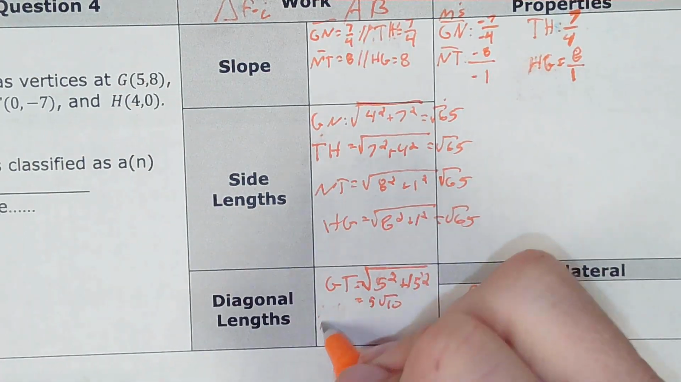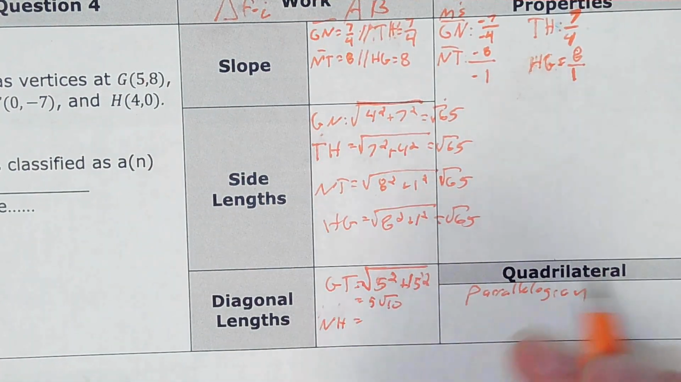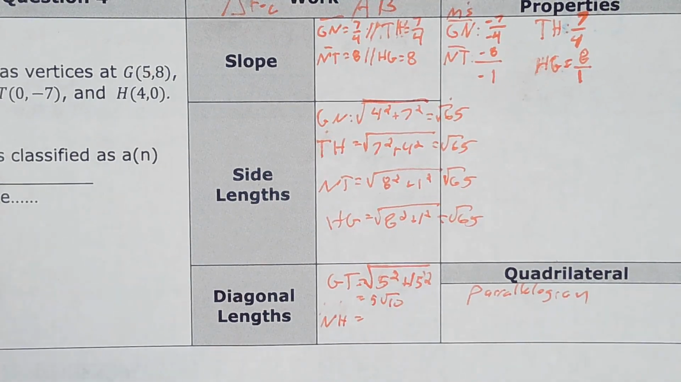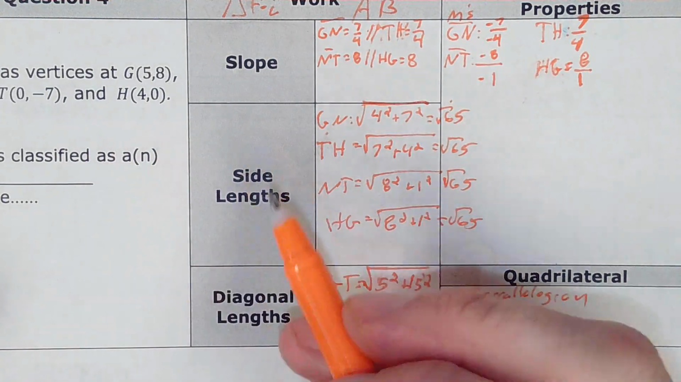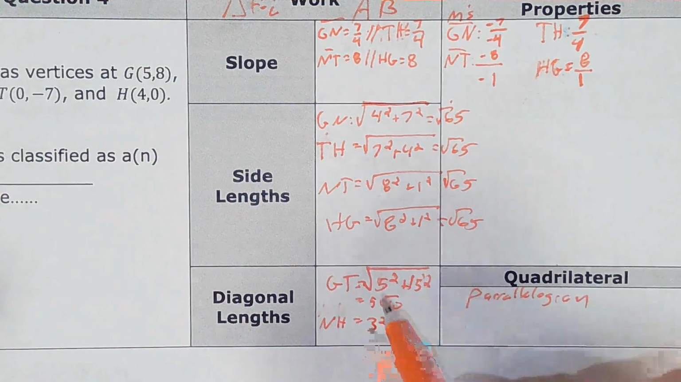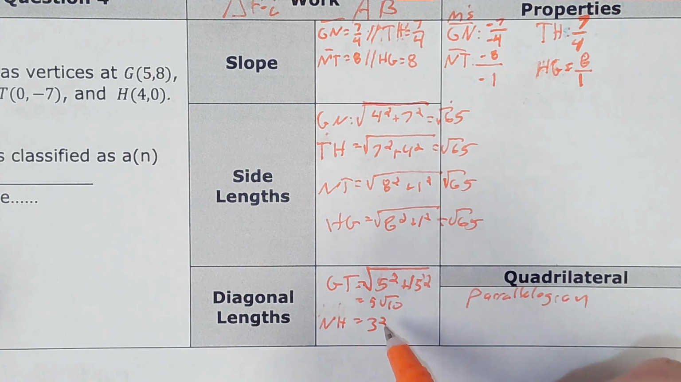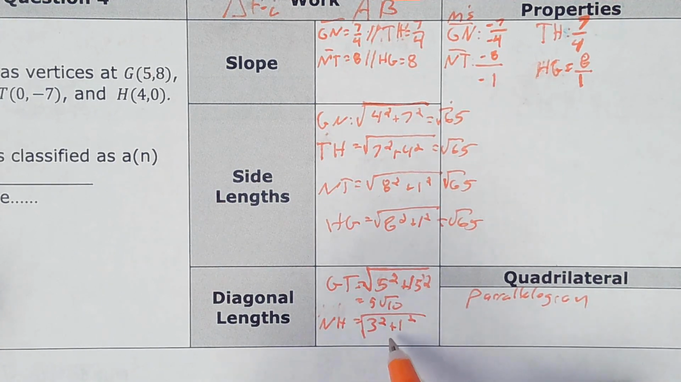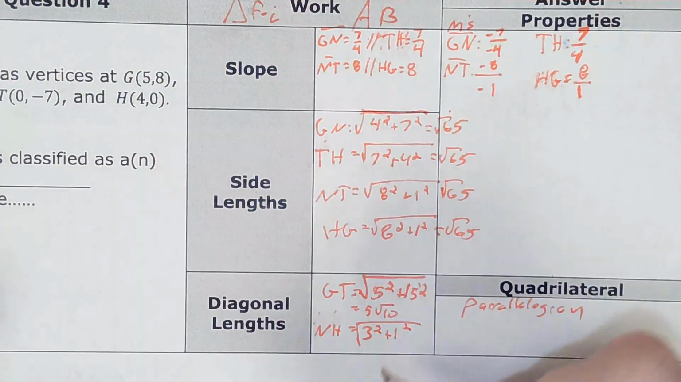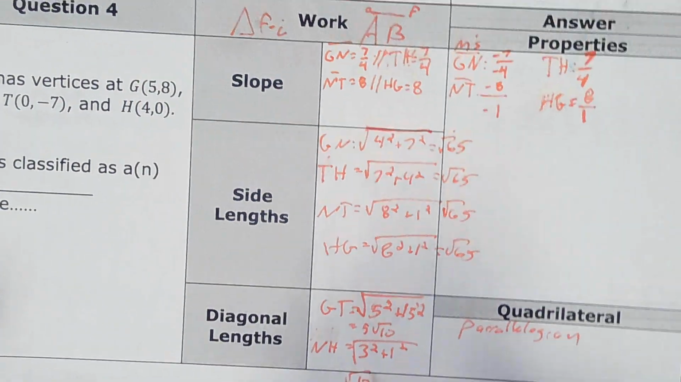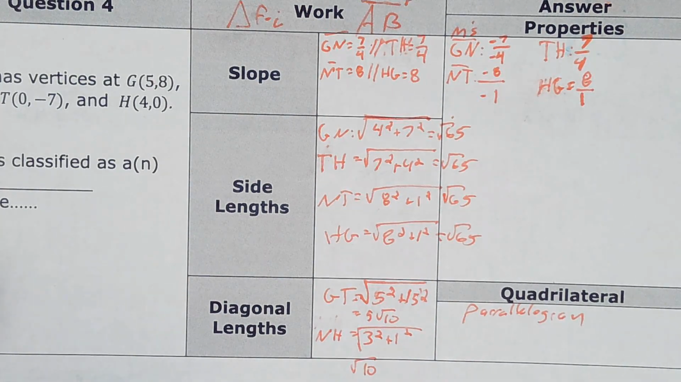And then NH equals, NH is 3 squared plus 1 squared, which is 9 plus 1, which is the square root of 10. Yeah, that's the square root of 10. So they're not the same.